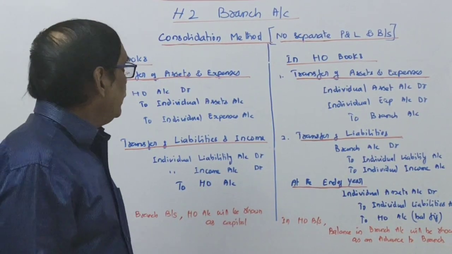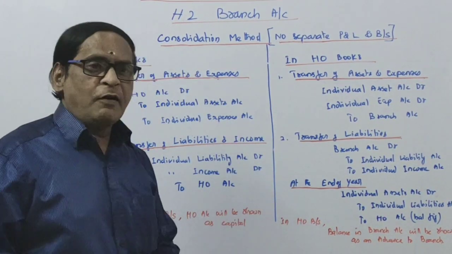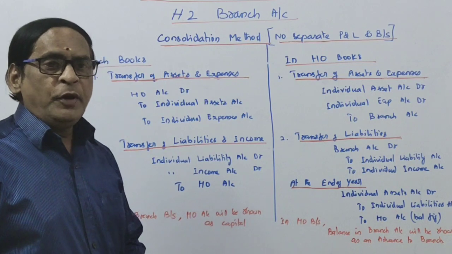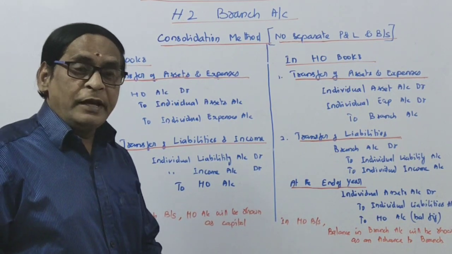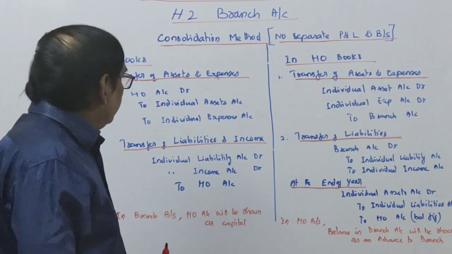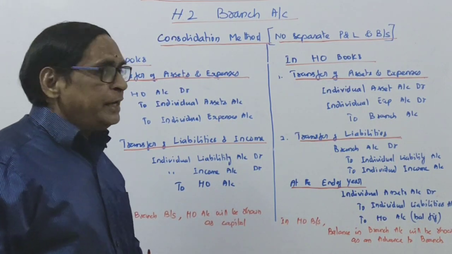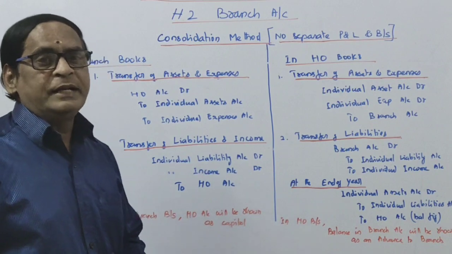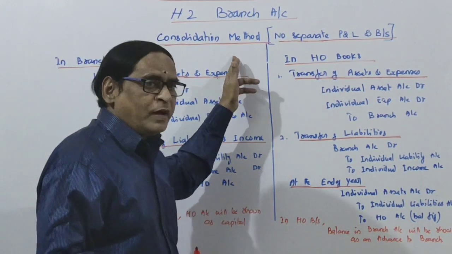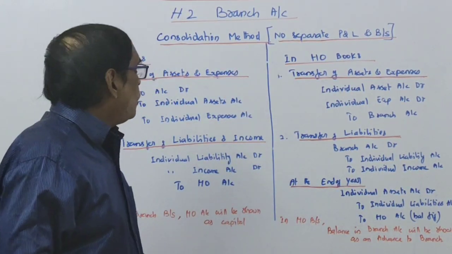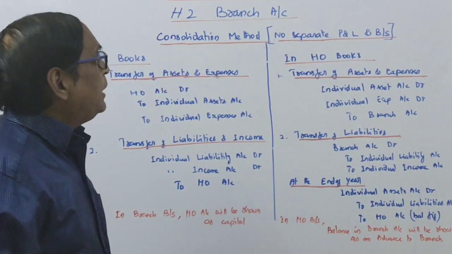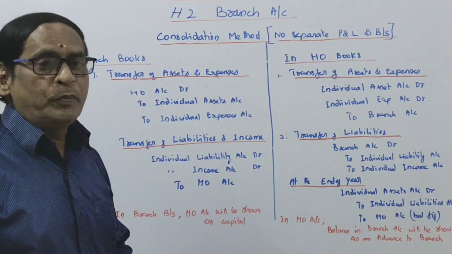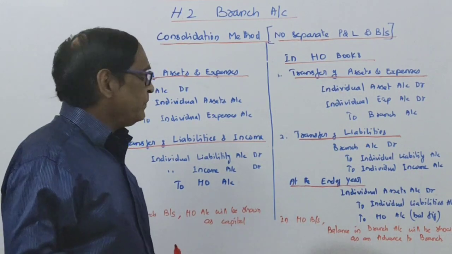Today, let's look into the consolidation method in case of branch. What do you mean by consolidation method? Under the consolidation method, the branch is not maintaining its profit and loss account and balance sheet. It is not preparing its profit and loss account and balance sheet. So, the consolidation method is a method where no separate P&L and balance sheet are to be prepared in case of branches.